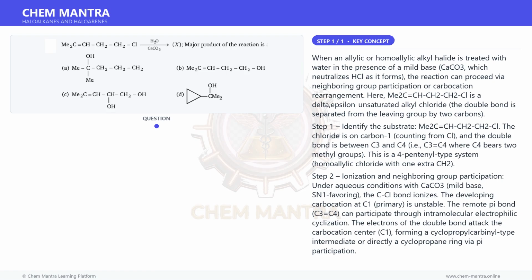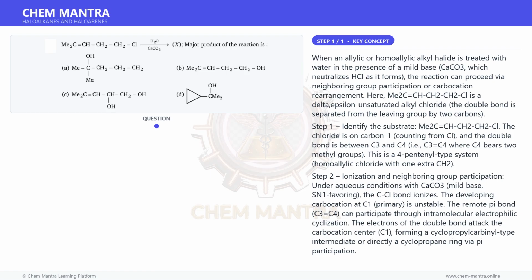Here, Me2C=CH-CH2-CH2-Cl is a delta-epsilon unsaturated alkyl chloride. The double bond is separated from the leaving group by 2 carbons. Step 1. Identify the substrate. Me2C=CH-CH2-CH2-Cl. The chloride is on carbon 1, counting from Cl, and the double bond is between C3 and C4, i.e., C3=C4, where C4 bears 2 methyl groups. This is a 4-pentenyl type system, a homoallylic chloride with 1 extra CH2.